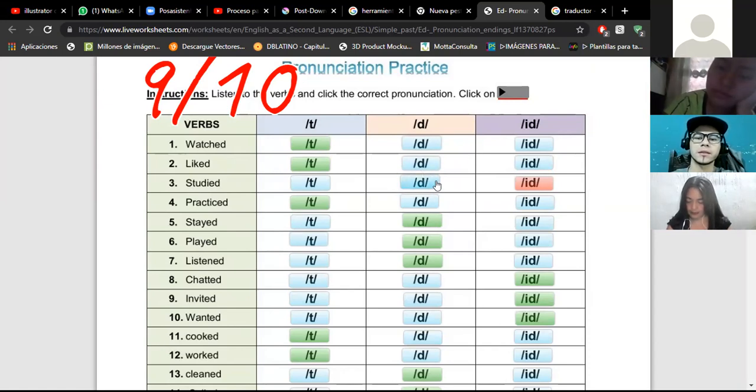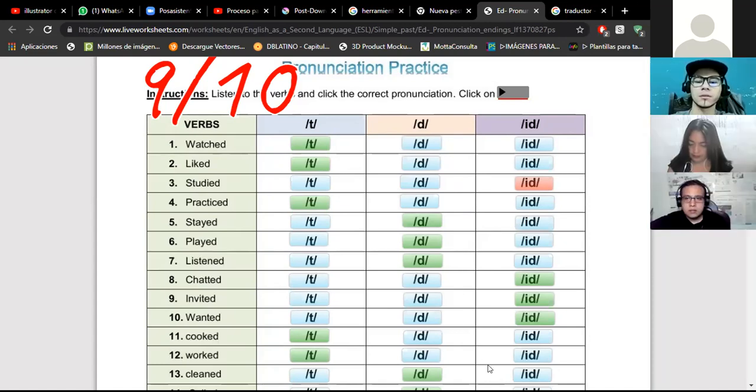Remember that you're going to use this -ed ending, pronounced id, only when the verbs finish in T or D. For example, number 8, chatted. Number 9, invited. Number 10, wanted. When verbs finish in T or in D, you're going to use id. But study doesn't finish in D. It finishes in Y. So it was incorrect. All right, Emerson, there is no problem.